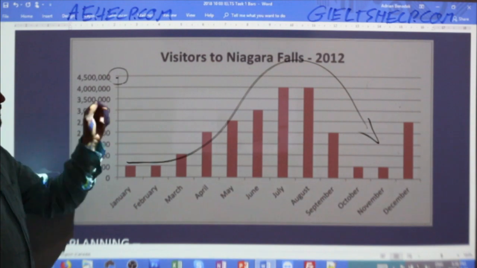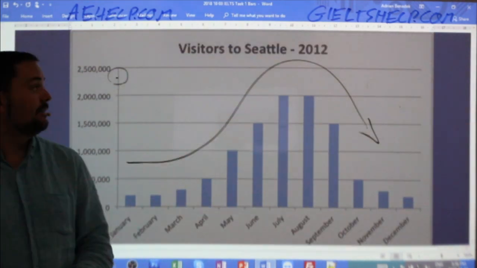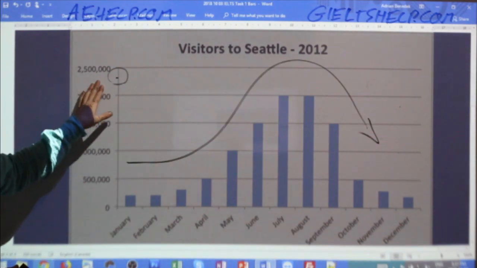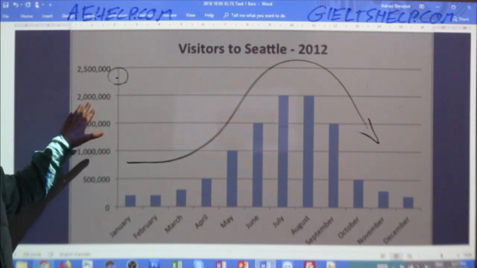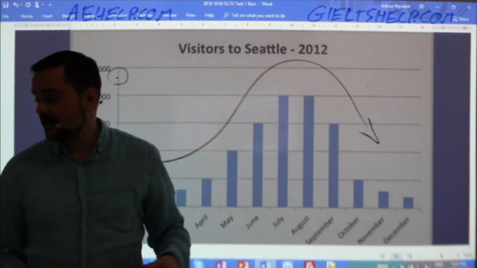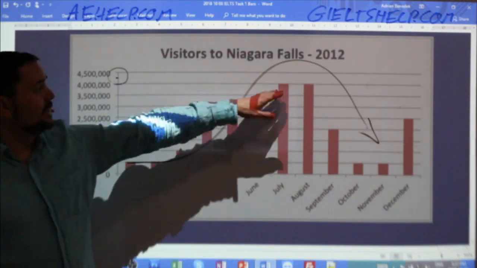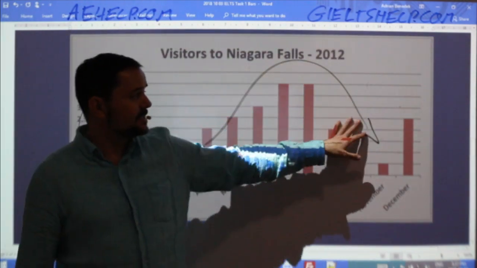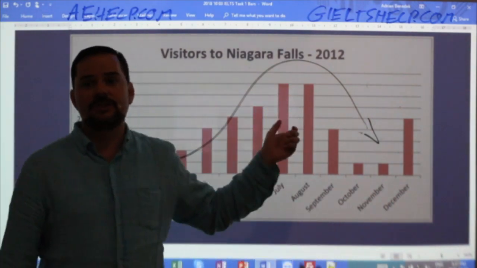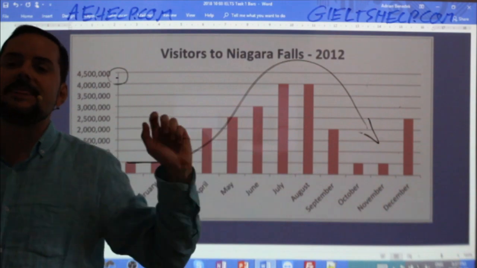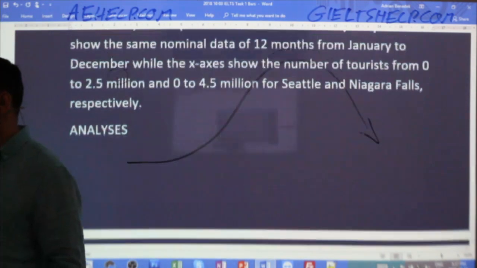You have 4.5 million there, and you have 2.5 million here. So if we're looking at these closer, you can see that the numbers are basically double. Because here you have 2 million at the highest, and here you have 4 million at the highest. And since the pattern is the same, we can basically state that it's double the number of visitors, okay? So that's what we should write in the summary, all right? And that's what we're going to do now.